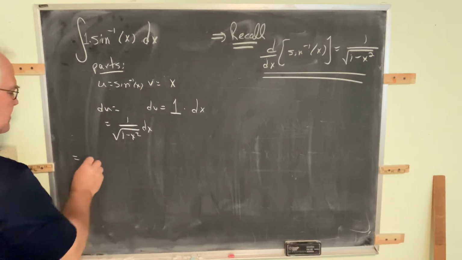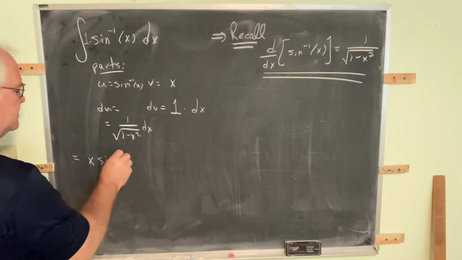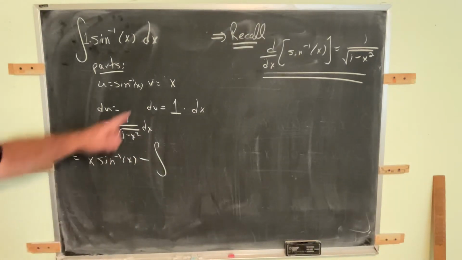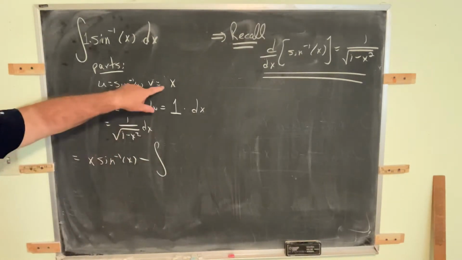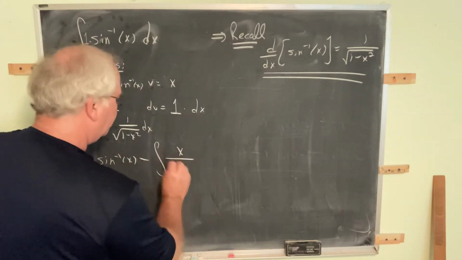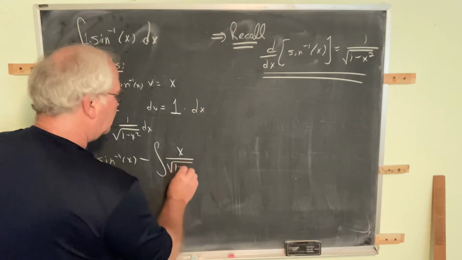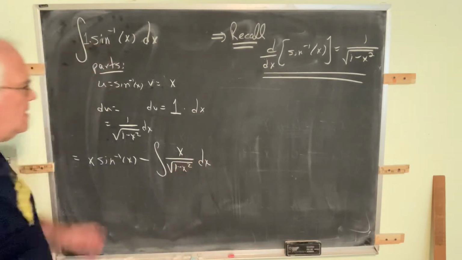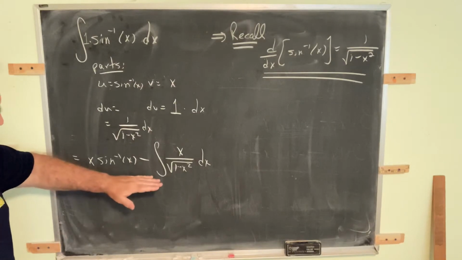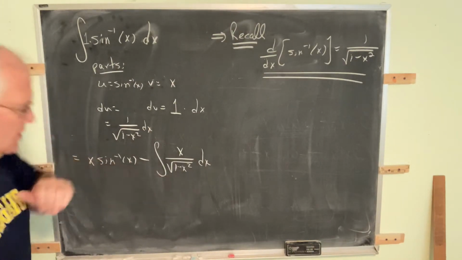uv, that portion is finished. That's x sine inverse of x. But now we need the integral of v du. So that's x times this fraction. I'm going to put the x in the numerator. So that's x times this function, top times top, bottom times bottom. And so we end up having to compute this integral.